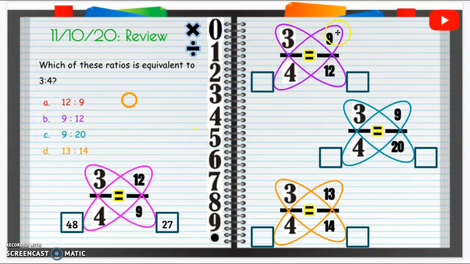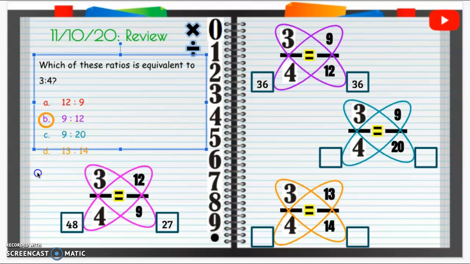Let's look over here. 3/4 to 9/12. 3 times 12, I know that is 36. 9 times 4, I know that's 36. So those, in fact, are equivalent. Let's make sure it's B and not the rest. So let's check the other ones out.